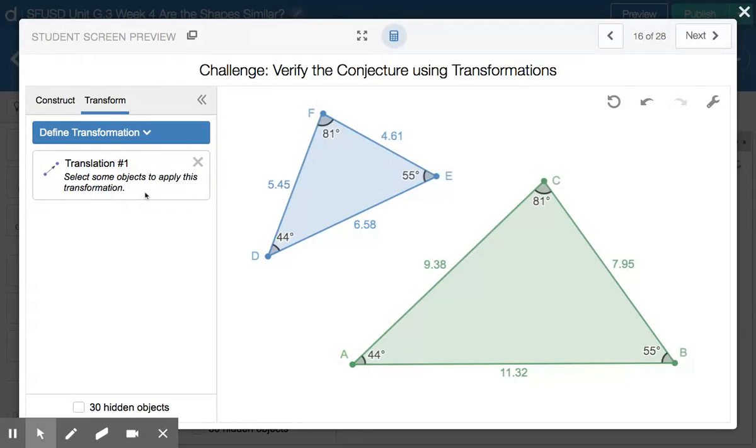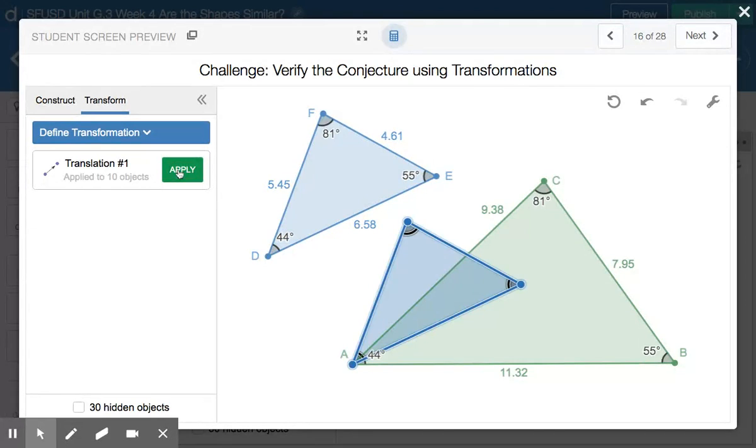Now I have to select some objects that I want to apply this transformation to. So I'm going to use the rectangle tool to select triangle DEF, and I'm not sure that I got point D, so I'm just going to shift and select that. And now I'm going to apply my translation. Perfect. So we can see that now we have an image of the original blue triangle here with point D exactly lying on top of point A.